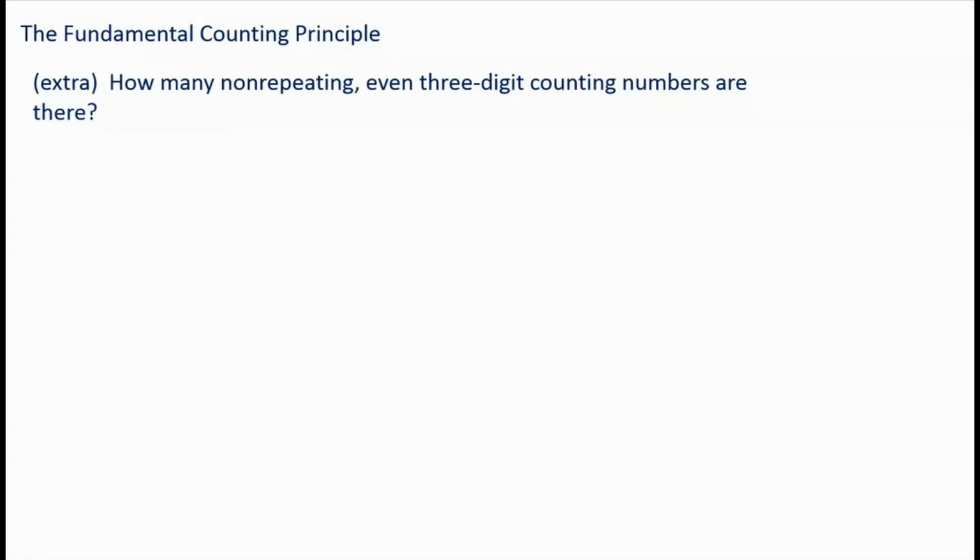So notice what I'm asking: how many non-repeating, even 3-digit counting numbers are there? Even, counting numbers is important, right? Counting numbers means the first digit can't be 0. Non-repeating means we have to take the number out each time so we have fewer choices the next time. Even means it ends in an even number: 0, 2, 4, 6, 8. And 3-digit is how many tasks we have. So we have 3 tasks.